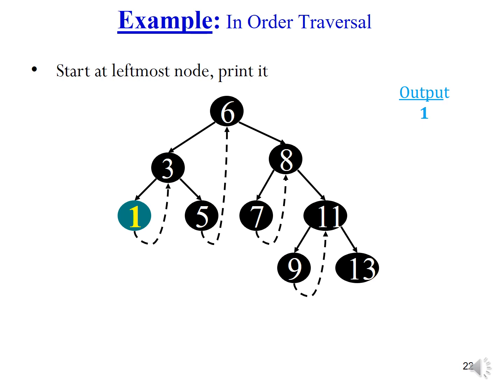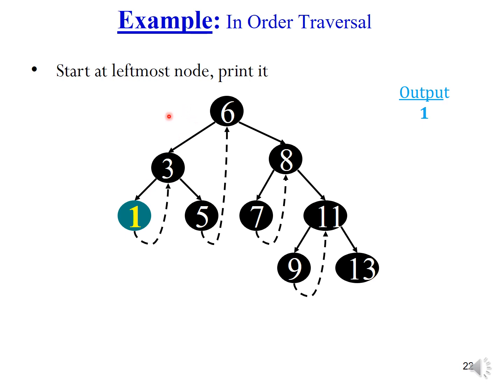Now we will understand in-order traversing with the help of an example. This is a threaded binary tree, which contains nodes like 6, 3, 8, 1, 5, 7, 11, 9, 13. It has some left arrows and some right arrows. It means it has some children and also some dotted arrows. These dotted arrows are basically ancestors, and these solid arrows show the children.